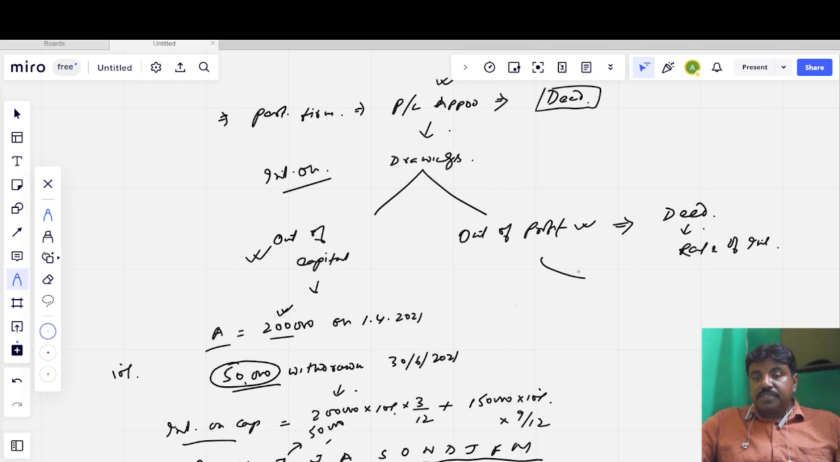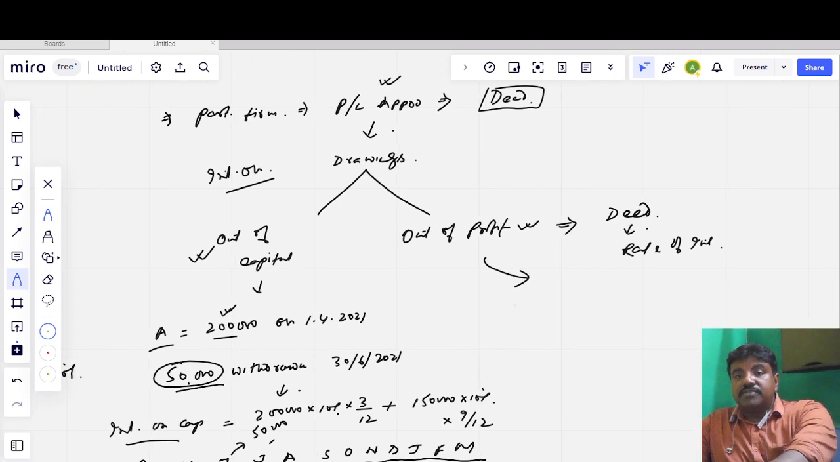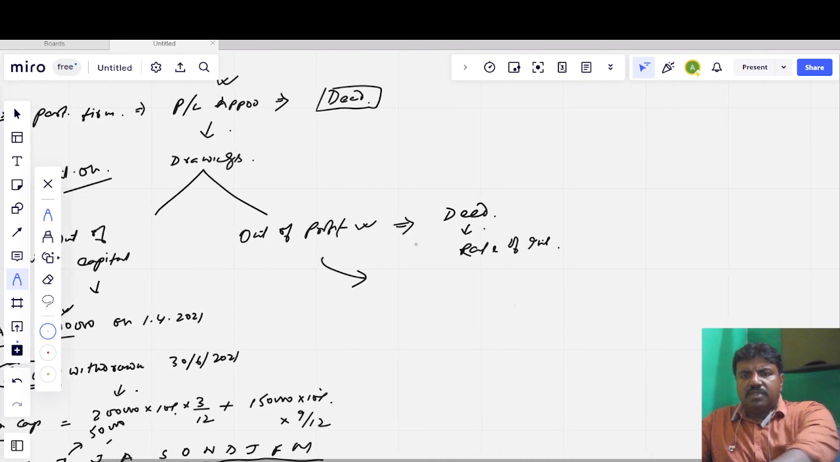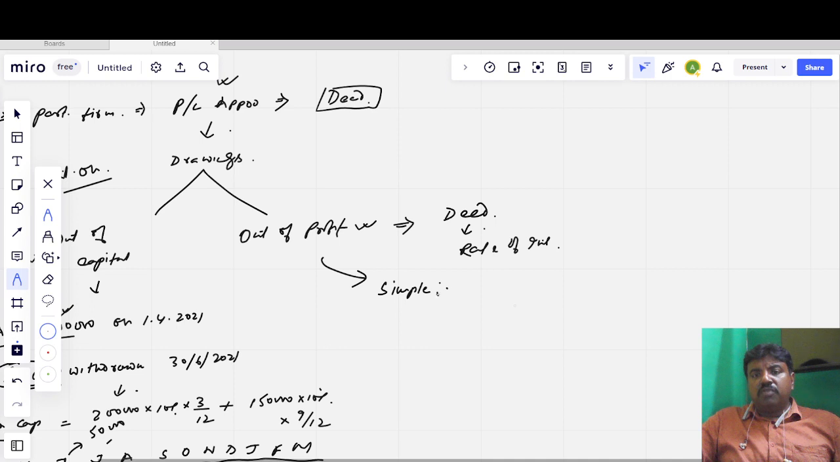Okay, now the issue is how we will calculate this interest on drawings when the drawings are out of profit. Here is a very simple rule to calculate interest on drawings. If you keep this simple rule in your mind, any drawings, any type of drawings, any pattern of drawings by the partner, you can easily calculate.